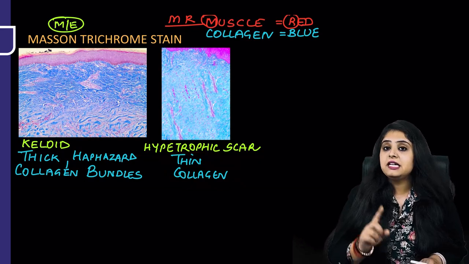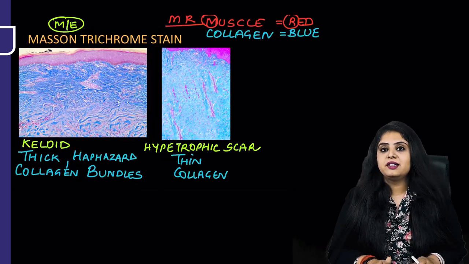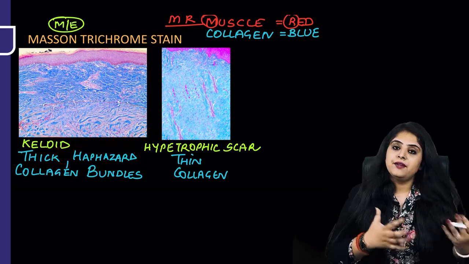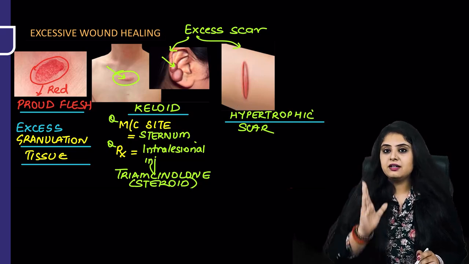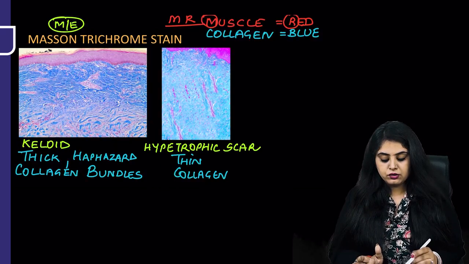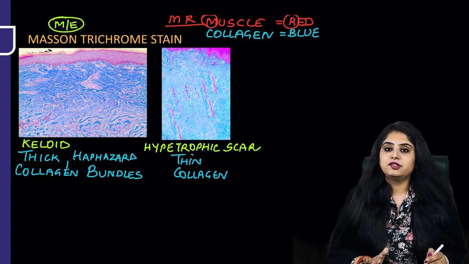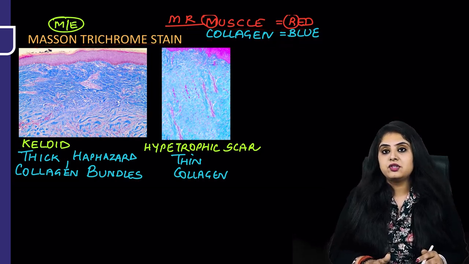So the way of learning is that clinically, which was looking more aggressive? Keloid was looking more aggressive. Microscopically also, which is looking more aggressive, going here and there? That is keloid. Clinically, what was looking more orderly and straight and confined? Hypertrophic scar. Microscopically also, what is looking orderly, straight, confined? Hypertrophic scar. Remember the stain for differentiating muscle and collagen is Masson trichrome.